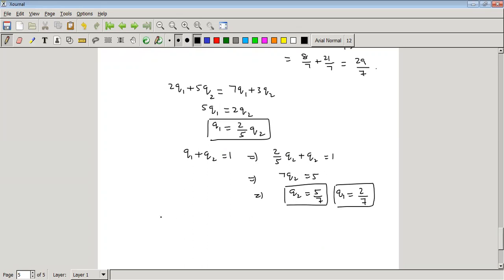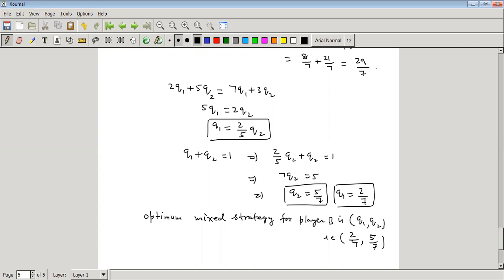So in this way, we can find the optimum mixed strategy for player B, which is Q1, Q2. That is, Q1 is 2 by 7, Q2 is 5 by 7. What is the meaning of this? It means player B plays this game with 2 by 7, approximately 28%.